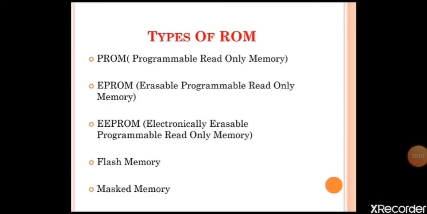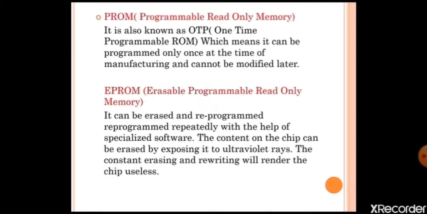Now the types of ROM. First is PROM, that is Programmable Read Only Memory. Second is EPROM, that is Erasable Programmable Read Only Memory. Third is EEPROM, and that is Electronically Erasable Programmable Read Only Memory. Then is flash memory, and last is mask memory. Now we will discuss these ROM one by one.